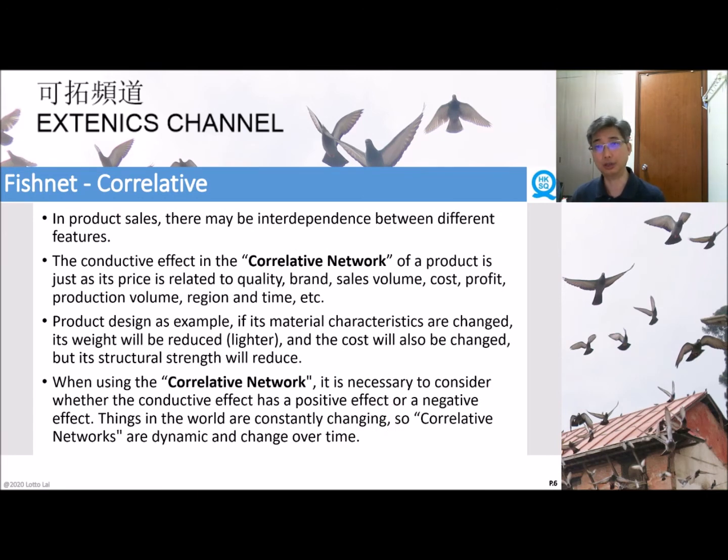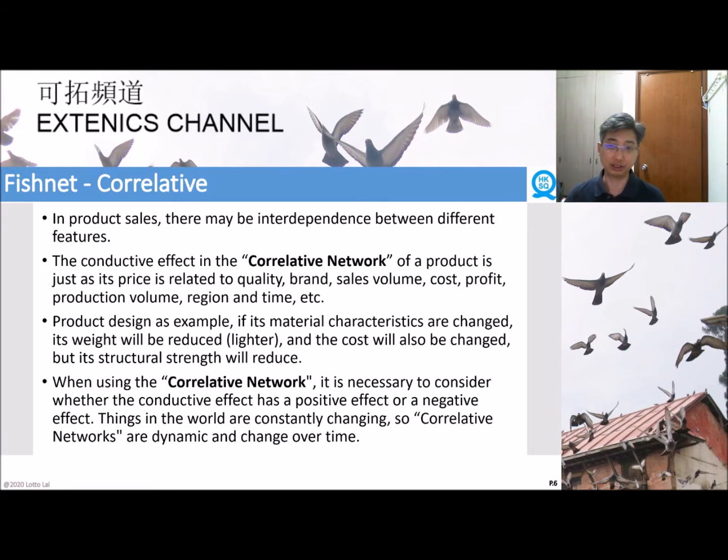In a product, there are many interdependencies between different features. The conductive effect of the correlative network of a product is just like this. For example, its price is related to quality, brand, sales volume, cost, profit, production volume, region, and time, etc. So many factors affect the price. If we change one, they will correlate to change the price or other things.